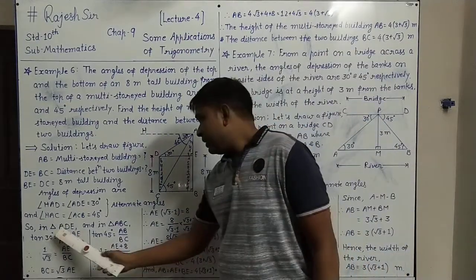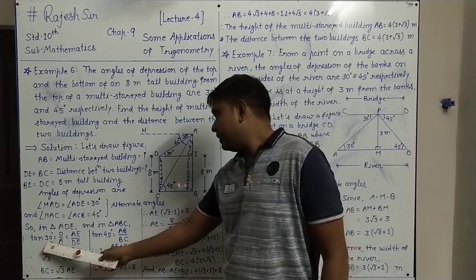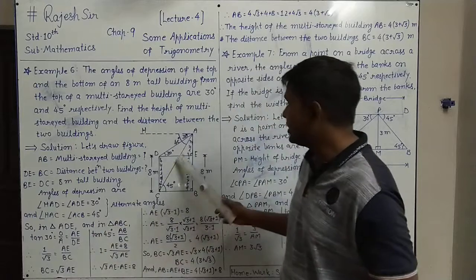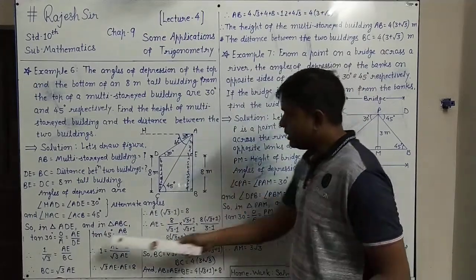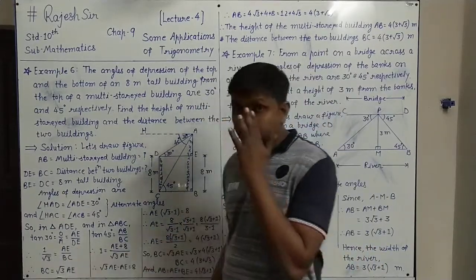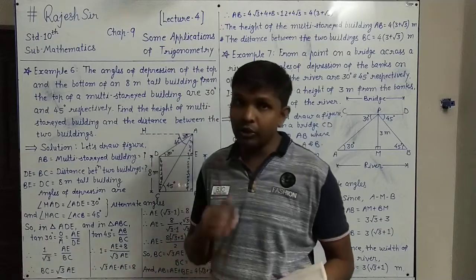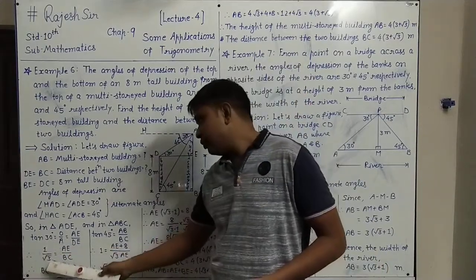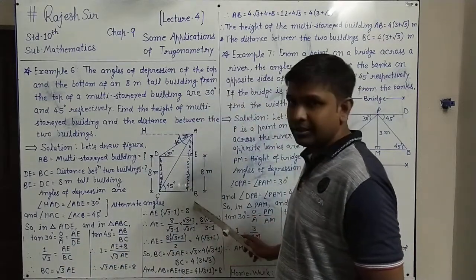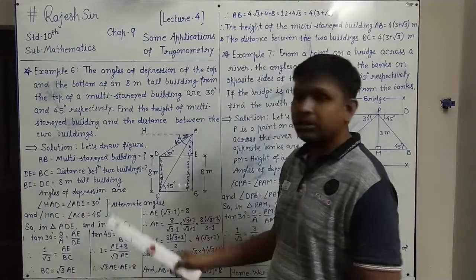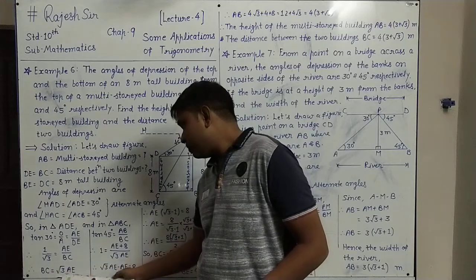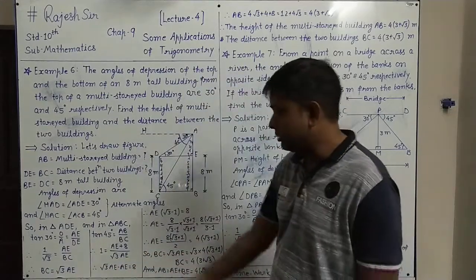First we see triangle ADE, in which tan 30 degrees equals opposite upon adjacent. For the 30 degree angle, the opposite side is AE and the adjacent side is DE, which is down here. Now place the value. Tan 30 degrees from the trigonometric table is 1 upon root 3, equals AE as it is, and DE is actually equal to BC, the distance between the two buildings. So cross multiply: BC into 1 is BC, and root 3 into AE is root 3 AE. This is the simplification.